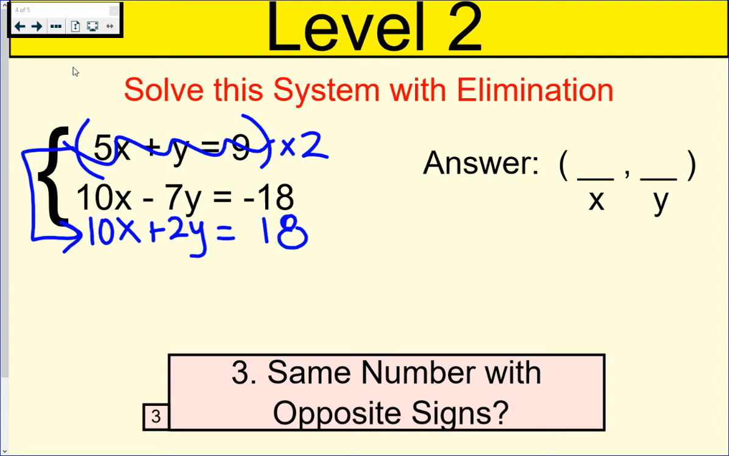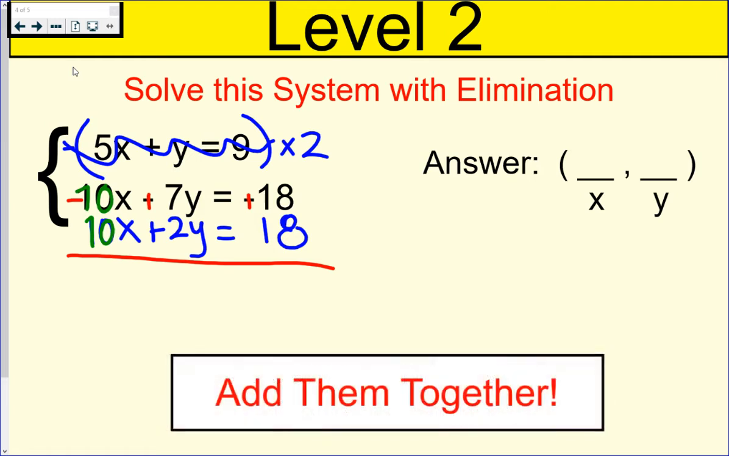The last question is, do we have the same number with opposite signs? In other words, do these 10x's have opposite signs? Well, right now they're positive because remember, you've got to look in front of them, not over here. Since they're both positive, what we're going to need to do is change all of the signs in one of the equations. I usually just look for whichever equation has the most negatives so I can get rid of them. I hate negatives. So I'm going to change all of the signs in this top equation. Here, I'll use red. So this is going to become negative 10x plus 7y equals negative 18. So now we do have a negative 10x and a positive 10x.